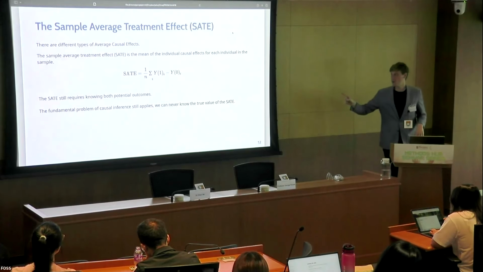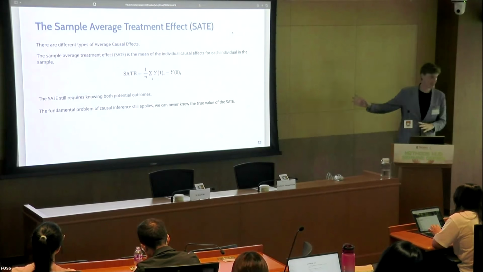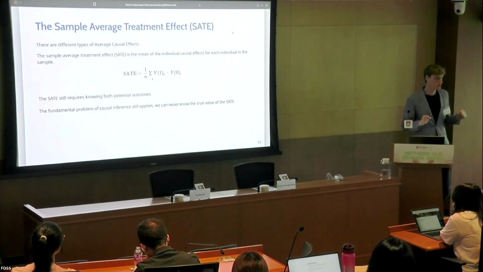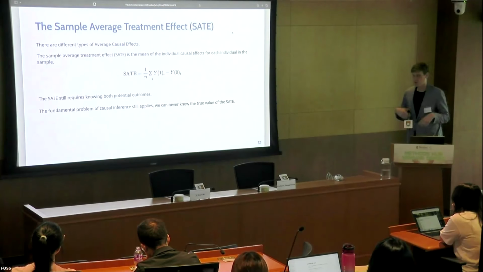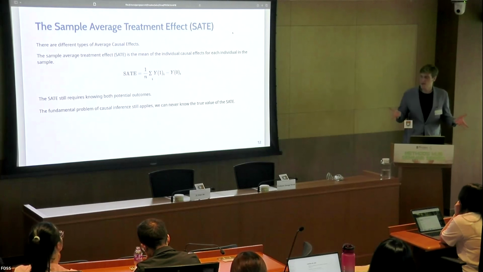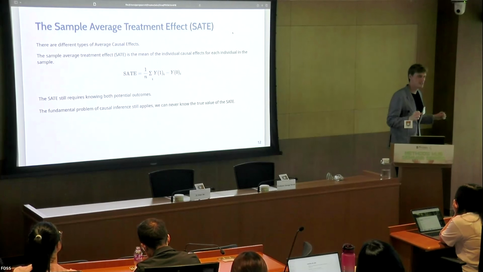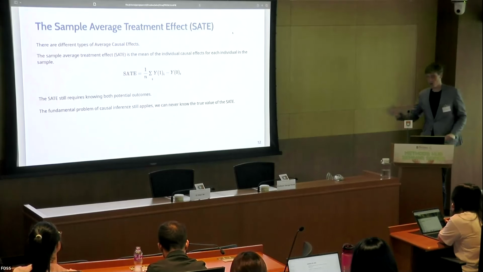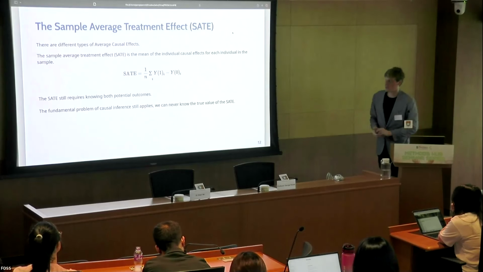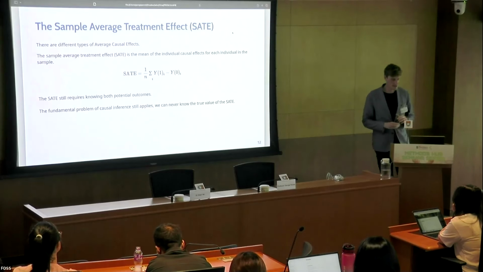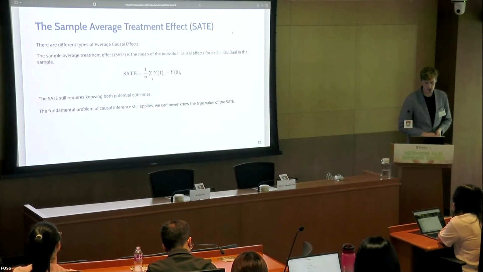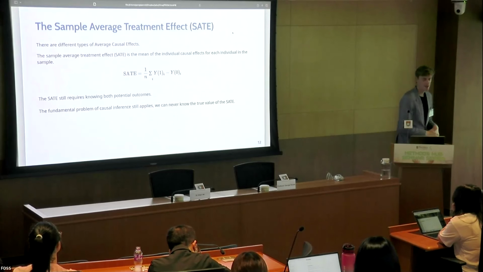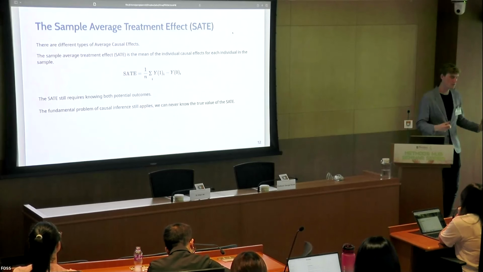Notice that Y1 and Y0 are in the SATE. And we can't observe Y1 and Y0 for each person. That would require some kind of magical ability, being able to simultaneously observe somebody with the shoe and without the shoe, because people can only wear the shoe or not wear it. We can't directly see this quantity. We can only estimate it. So the fundamental problem of causal inference still applies here, and we could say that we can never know the true value of the SATE.